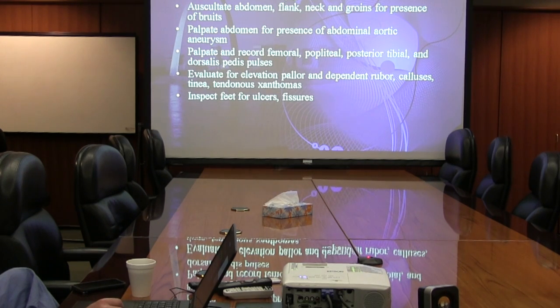We want to listen to the abdomen, neck, and groins for bruits. Palpate the abdomen for aneurysm. That's pretty insensitive, so it's better to screen the appropriate people. We want to feel the pulses: femoral, popliteal, posterior tibial, dorsalis pedis. I'll admit I don't do the elevation pallor and dependent rubor, but it's basically what we just talked about.